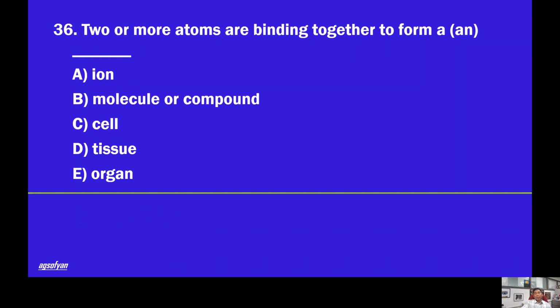Number 36. Two or more atoms are binding together to form A. Ions. B. Molecule or compound. C. Cell. D. Tissue. E. Organs. Choose your answer. Yes, the answer is molecules or compound. So two, three, or more atoms combine together to make molecules or compounds.